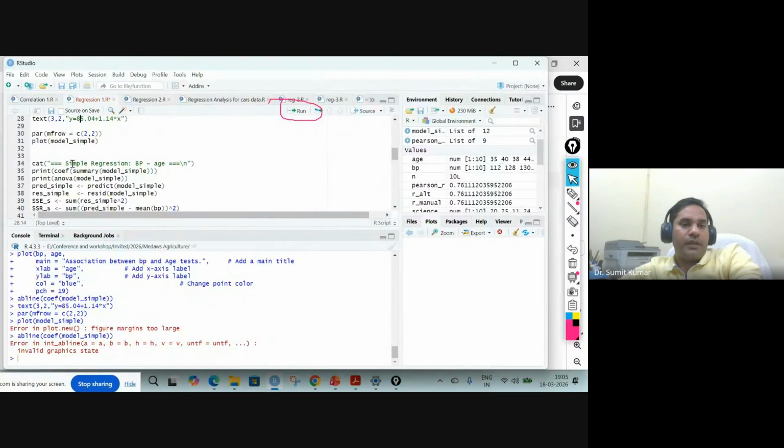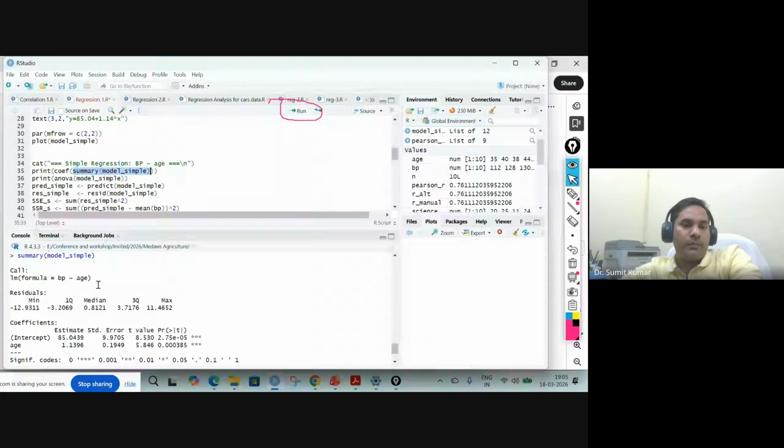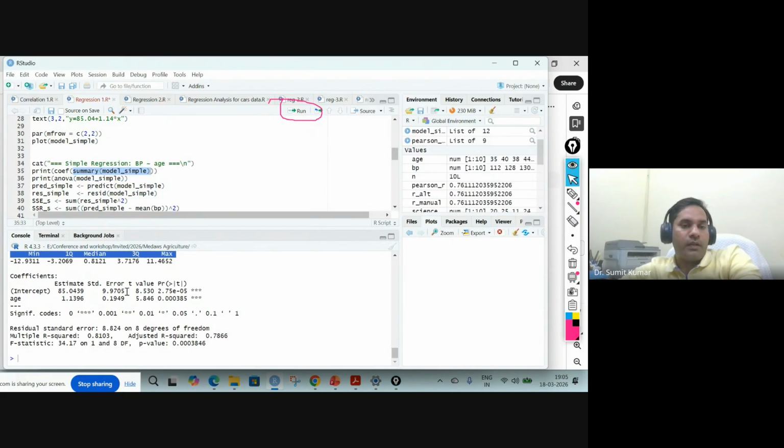For the summary here, select whatever command you want to run, just select that one only. Run this command. It will provide you the whole summary: minimum, maximum, median, first quartile, third quartile. These are the coefficients with their standard errors and estimated values. Here it will provide you the residual values with degrees of freedom, and multiple R-squared. This is basically the R-squared value 0.81, that we have calculated.